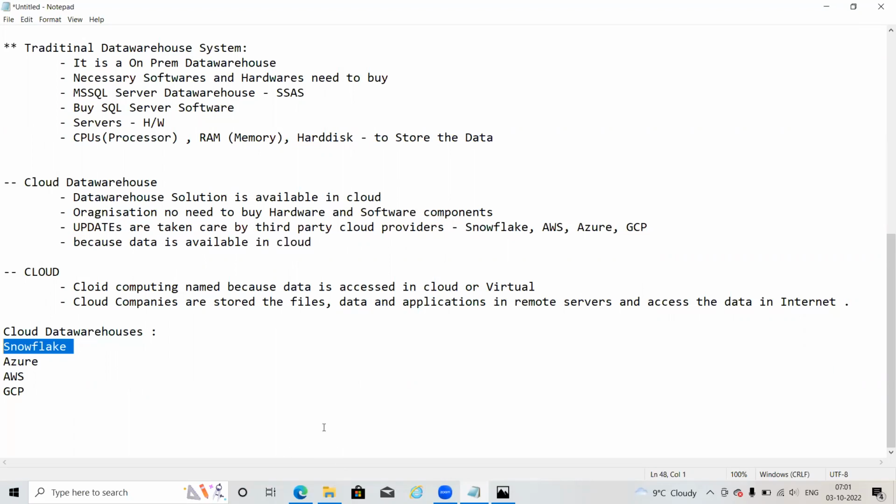So this is very basic level information about the traditional data warehouse and the cloud data warehouse. The same, tomorrow we will meet at 10:30.